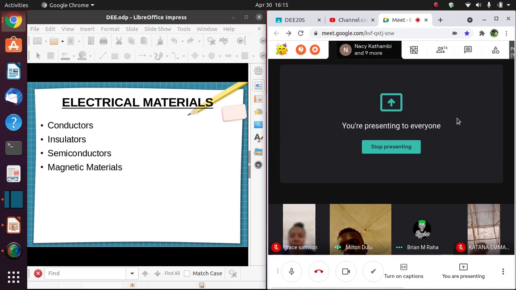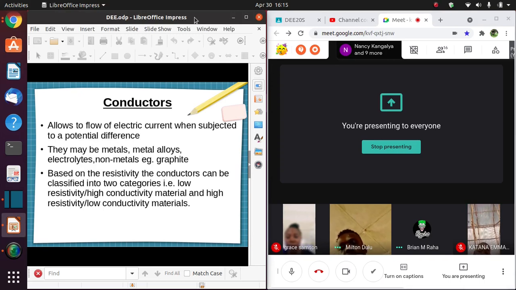Now, what are conductors? These are materials which allow current to flow through them. They easily allow current to flow through them. This is usually due to potential difference. When there is a change in voltage within that conductor, then current is able to flow. Now, conductors might be metals, non-metals, electrolytes, and even alloys. And so there are so many types of conductors.